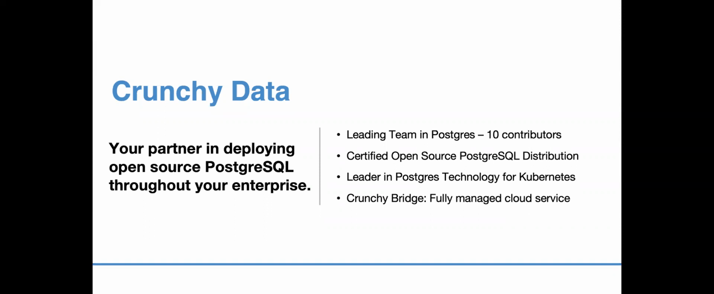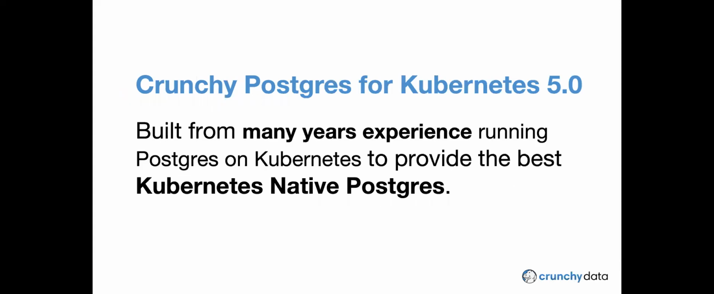So let's dive into it. What is Crunchy Postgres for Kubernetes 5.0? Well, it really comes from many years of experience having run Postgres on Kubernetes. Crunchy actually started deploying Postgres on very early versions of Kubernetes, very early versions of OpenShift, when containers were not yet the terminology. They were called cartridges. Initially the question was, can you deploy Postgres in a container? We solved that very early on, and we just continued to build on that.